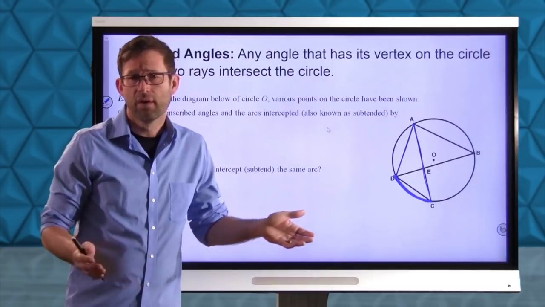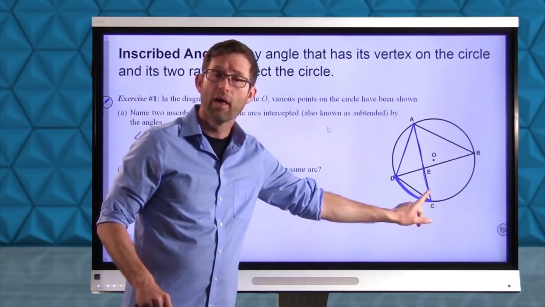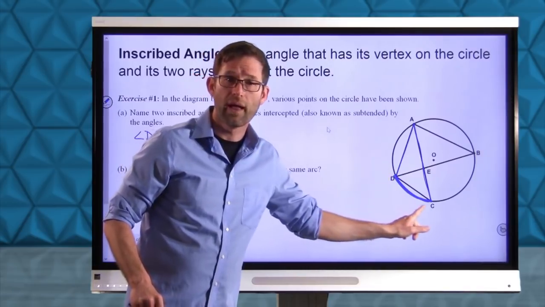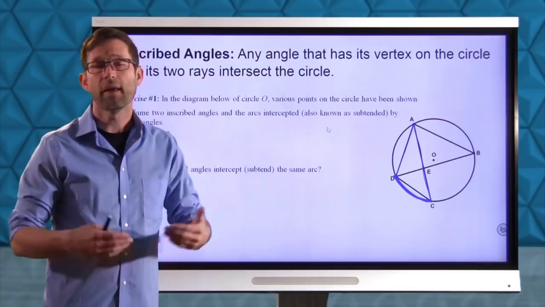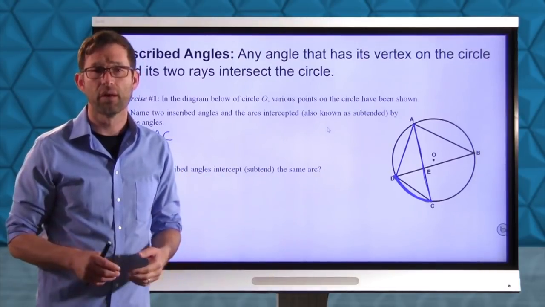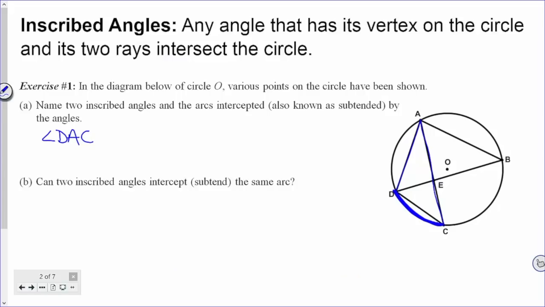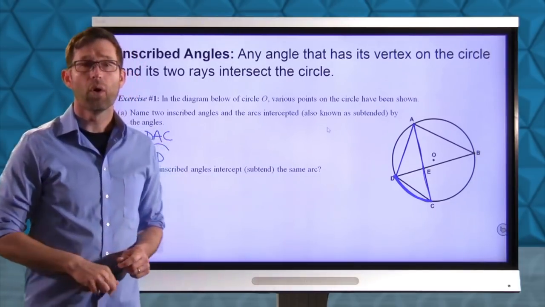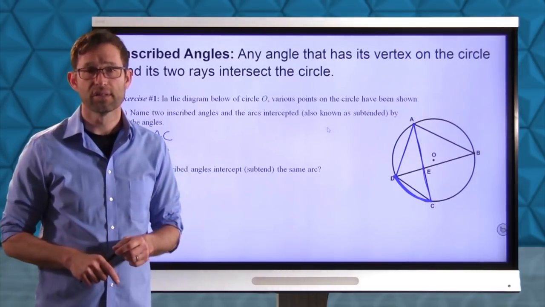Then it's pretty easy, right? You simply look at where the two rays intersect the circle. Those 2 points will be labeled, and the arc that's in between them is the arc that is subtended, intersected, or intercepted by that angle, all right? So let me go back to the thinner line, and I'm going to say arc CD. All right, why don't you go ahead and name another vertex angle and the arc that it subtends.